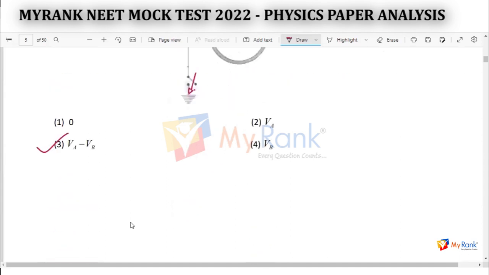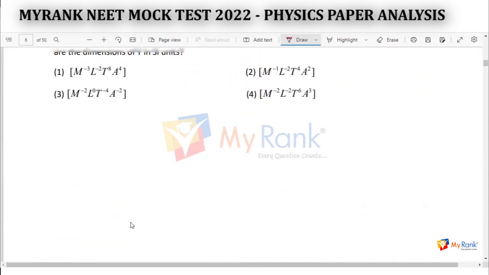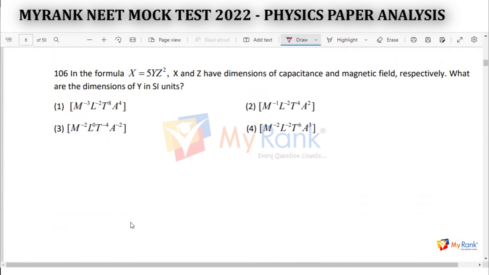Okay. Next. In the formula X equals 5 Y Z squared, X and Z have dimensions of capacitance and magnetic field respectively. So here it is saying that X is capacitance and Z is magnetic field, C and B students respectively. What are the dimensions of Y in SI units? So according to the given, X is equal to 5 Y Z squared, my friends. Now this implies that Y is inversely proportional to Z squared and directly proportional to X.